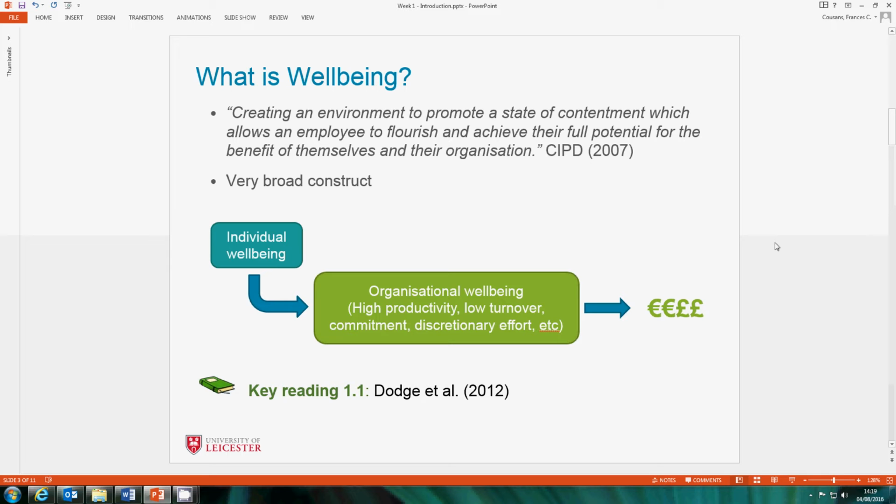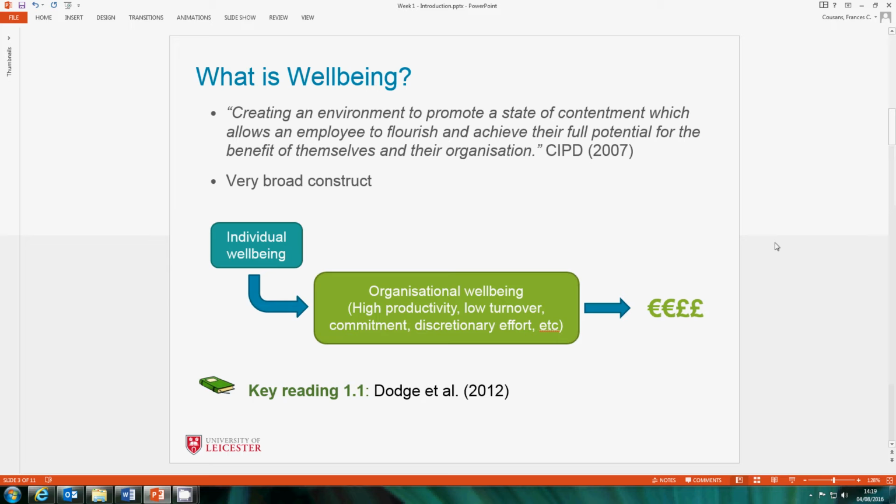This definition focuses on how wellbeing at the individual level feeds into wellbeing at the organisational level. As you can see from the diagram here as well, this provides the basis for the business case for promoting wellbeing amongst employees. We'll revisit this a bit later on.